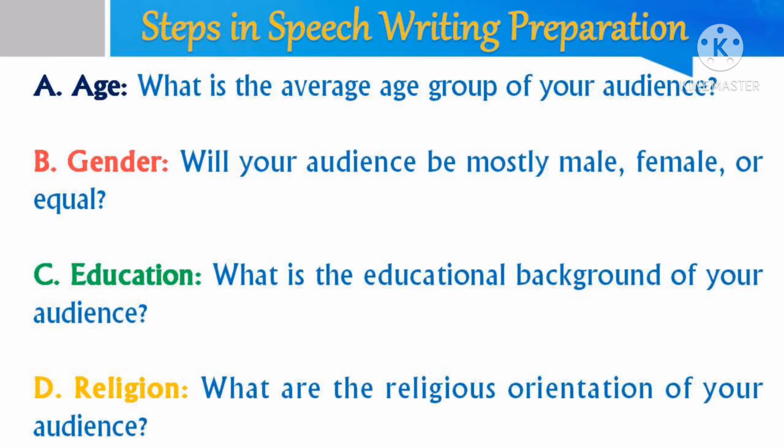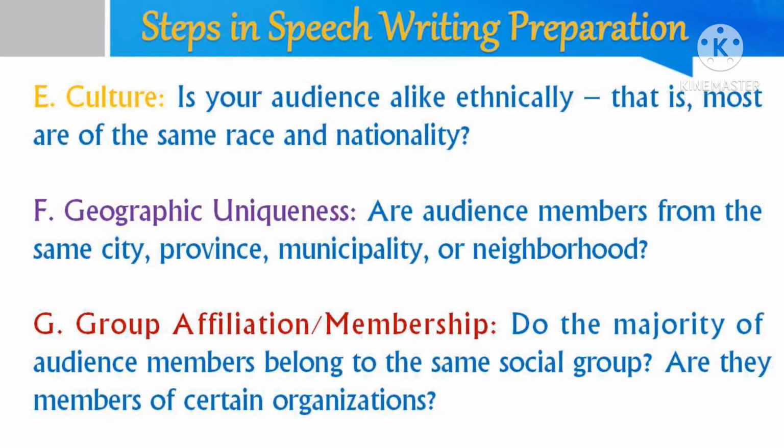Education. What is the educational background of your audience? Religion. What are the religious orientations of your audience? Culture. Is your audience alike ethnically? That is, most are of the same race and nationality. Geographic uniqueness. Are audience members from the same city, province, municipality, or neighborhood? Group affiliation or membership. Do the majority of audience members belong to the same social group? Are they members of certain organizations?